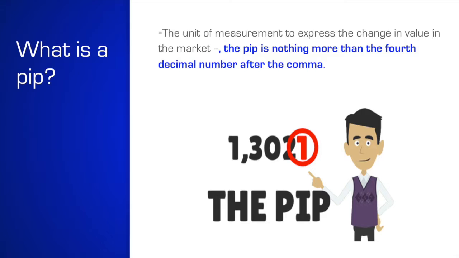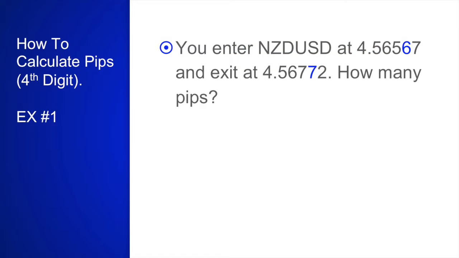You see in this picture here, the 1.3021. And by the way, that's not supposed to be a comma. It's actually a period. So that's really 1.3021. The 1 is the pip position. Now you know what a pip is.